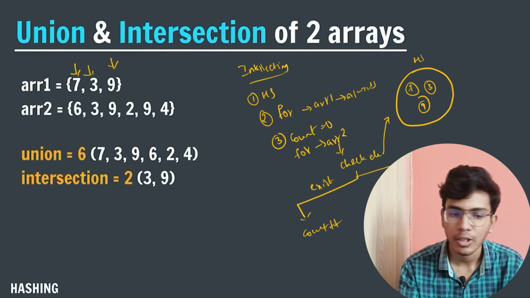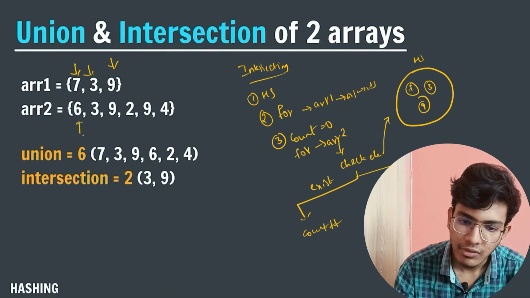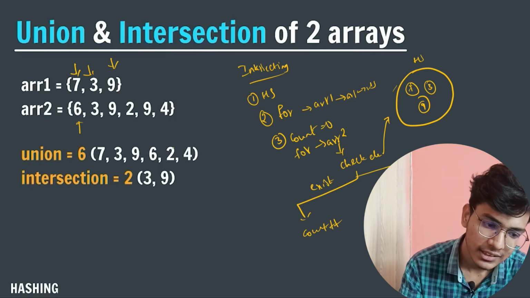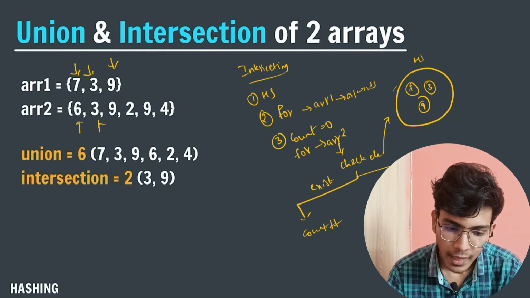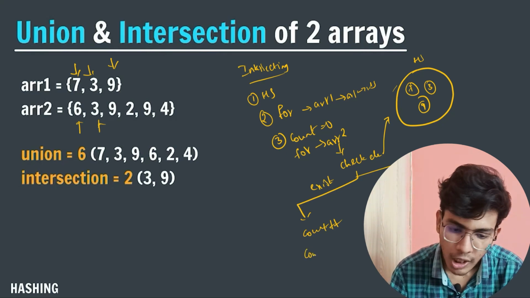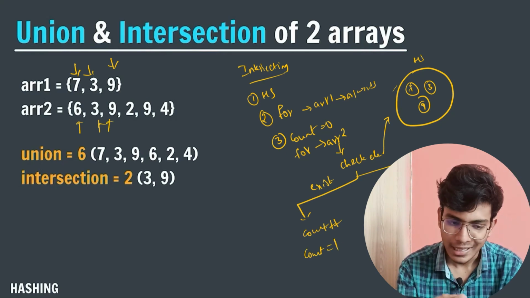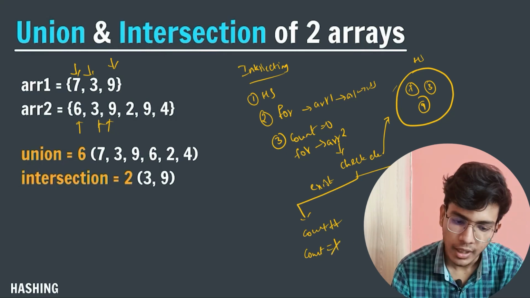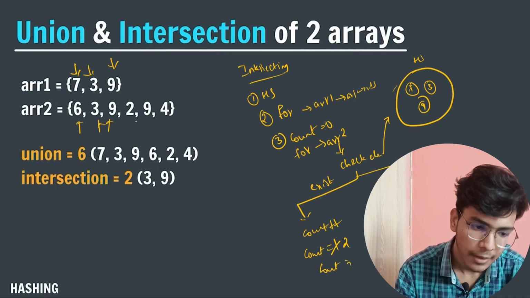Like this I will run my loop. So what happens is that first of all I will come to 6. I will see whether 6 is present in my hash set. No, then continue to the next element. Now I will come to 3. 3 is present in my hash set, so count will become 1. After that I will come to 2. 2 is not present. After that I will come to 9. 9 is already present in my hash set, so I will increment the count value by 1, so the count will become 2.